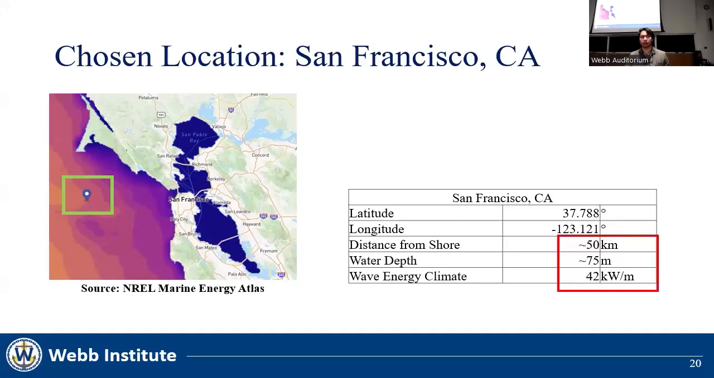Next is choosing a location. The two main factors for choosing a location are its wave energy climate and its compatibility with the chosen use case. So the chosen location was off the coast of San Francisco, 50 kilometers directly west of the Golden Gate Bridge, at a water depth of 75 meters. The wave energy climate is high here at about 42 kilowatts per meter crest width. This location was also chosen because California has made great efforts to decarbonize its transport sector through hydrogen fuel cell vehicles.